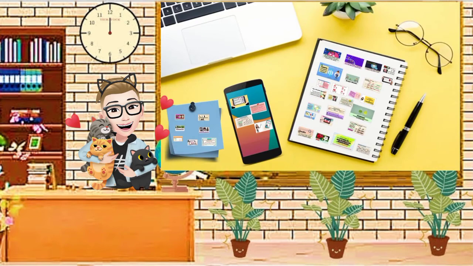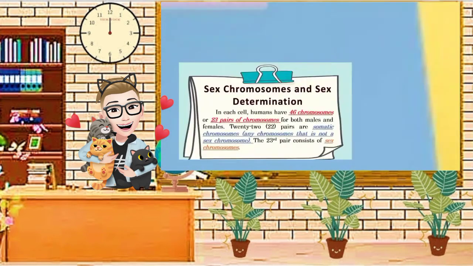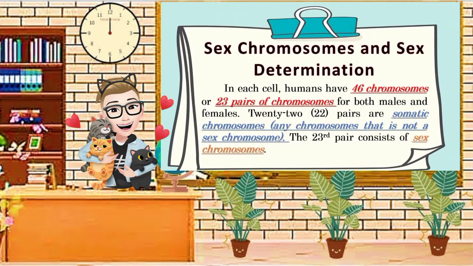Now let's proceed to the next one. There are some traits that are controlled by sex-related inheritance. Let's proceed. Sex chromosome and sex determination. In each cell, humans have 46 chromosomes, or a total of 23 pairs of chromosomes from our parents. 22 pairs are somatic chromosomes, which carry all the traits that we have from our parents, the genetic code, and the genetic materials that are present in our cells.